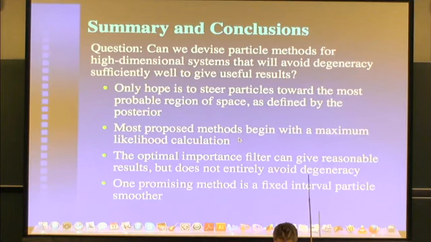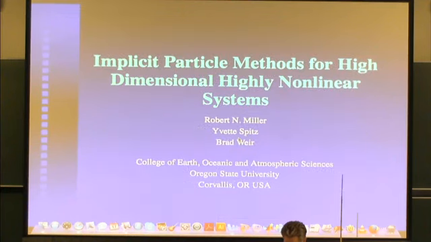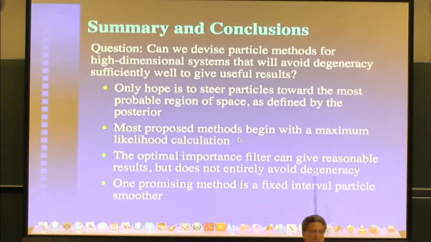The optimal importance filter can give reasonable results, and there are ways to extend the optimal importance structure beyond this very simple case of having observations every time step and with a linear observation model. There's a paper by Morzfeld and Chorin in JCP that gives detail on how to do that. And one promising method is to use this fixed interval smoother. I'm sorry I went so far over. Thank you.